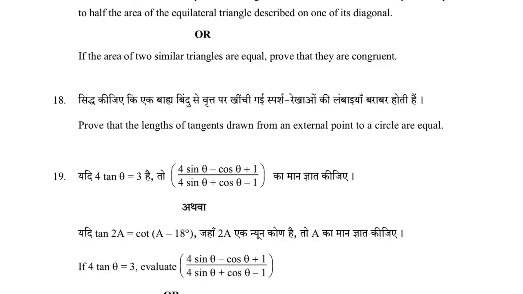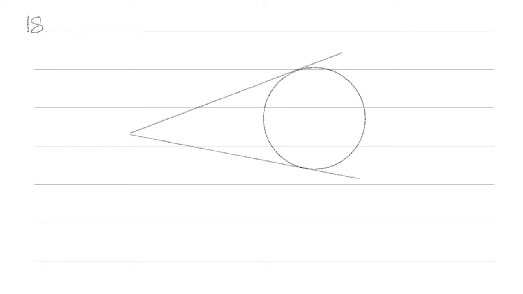Question number 18. In this, we have to prove that the lengths of tangents drawn from an external point to a circle are equal. In this question, we are given a circle and there are two tangents from an external point. This is the center of the circle, and we can draw the perpendiculars to the point of contact, and also we can join. Let this point be PQR.